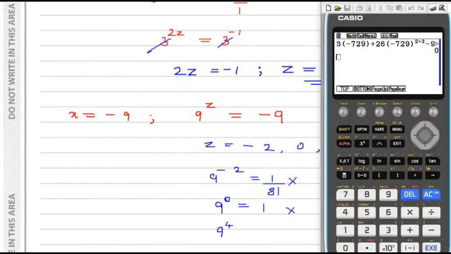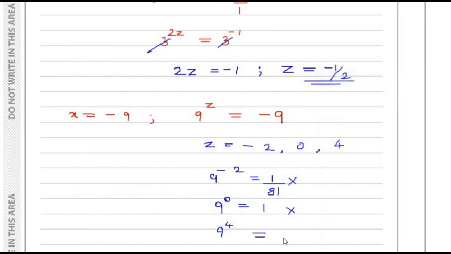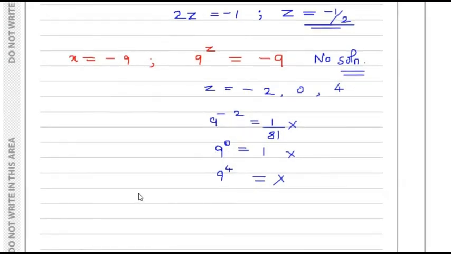Let me check that. It is definitely not going to be negative 9, but let us just check. So 9 to the power of 4 we get as 6561, which is also not equal to negative 9. So again we see that there is no solution for z whenever x is negative 9. So we write here again no solution. So we have the value of z as only the one value which we got, which is negative 1/2.